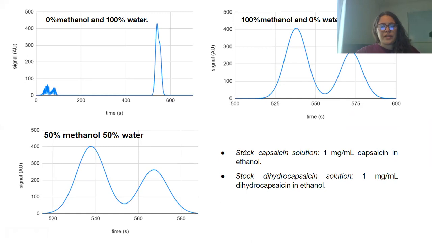We started by generating two stocks, one of capsaicin solution, which was 1 milligram per milliliter of capsaicin in ethanol, and the other of 1 milligram per milliliter of dihydrocapsaicin in ethanol. We created a combination of these two stocks and ran it through the column 3 times using 3 different mobile phase compositions in order to find the ideal composition for the instrument.